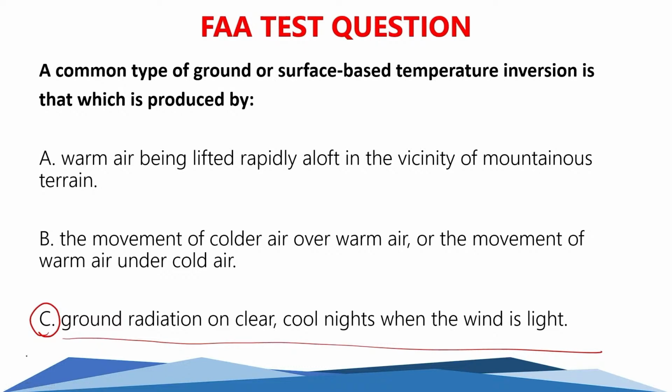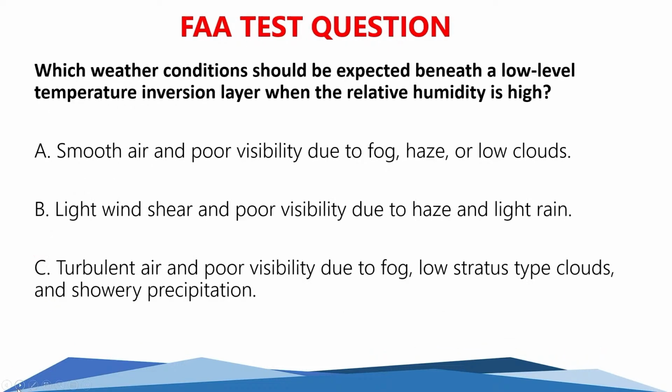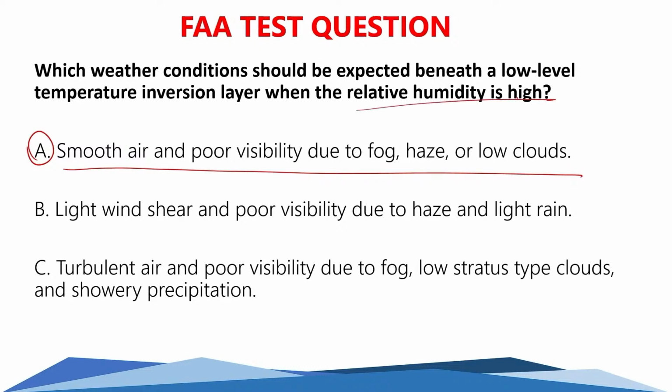Like I said, I think I took the answers and just swapped the test questions. So here is the other test question I wanted to ask you. Which weather conditions should be expected beneath a low-level temperature inversion layer when the relative humidity is high? Okay, relative humidity is high. And when we look at these, the best answer is A: smooth air and poor visibility due to fog, haze, or low clouds. The reason it's fog, haze, or low clouds is that the relative humidity is going to be high, right? The higher the humidity, the more likely we're going to have those low clouds or fog potentially form.